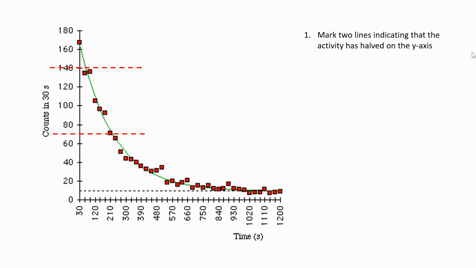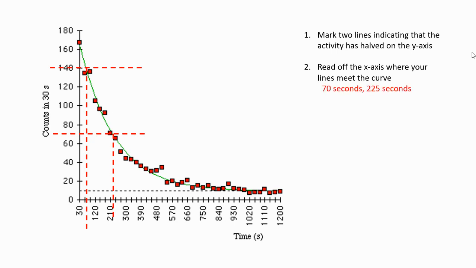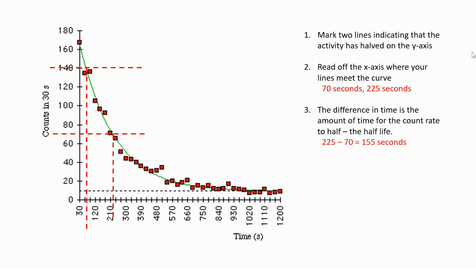Now I want to know how long that took. So as I'm sure some of you have already sussed, we're going to draw two lines down and read off the x-axis to see what the times are at 140 and 70 counts per 30 seconds. So 70 seconds and 225 seconds. So how long did it take for the count rate to halve? 225 minus 70 is 155 seconds. Therefore, the count rate halved in 155 seconds, so the number of radioactive atoms must also have halved.